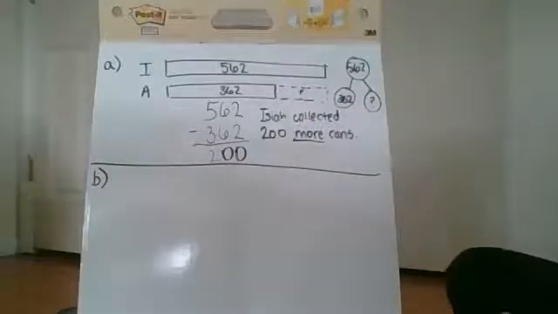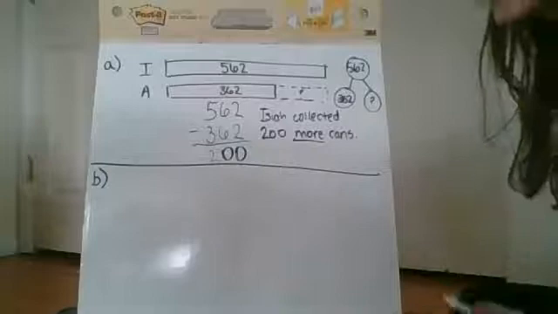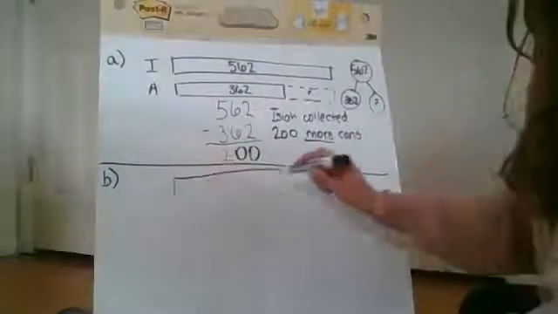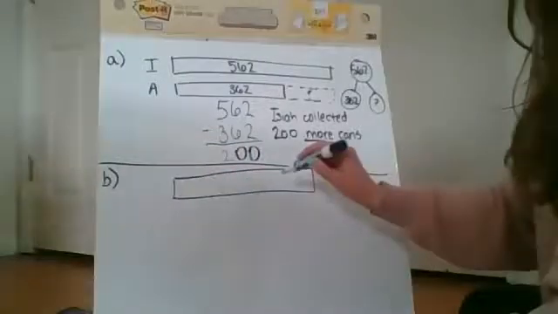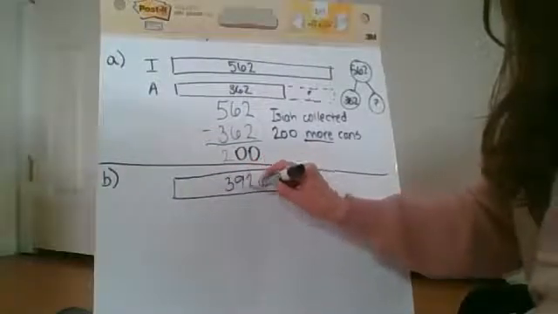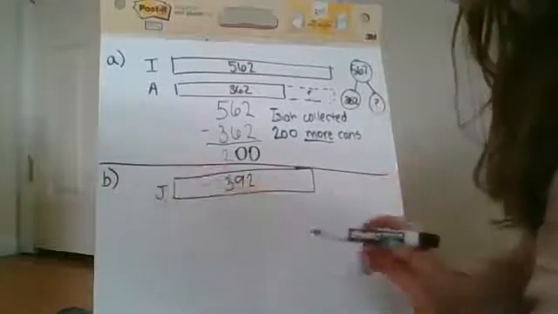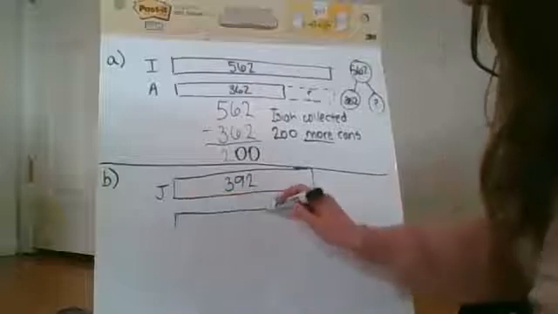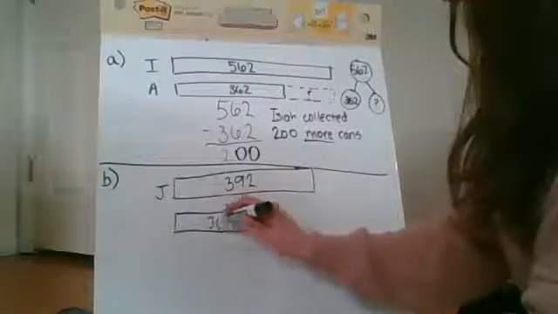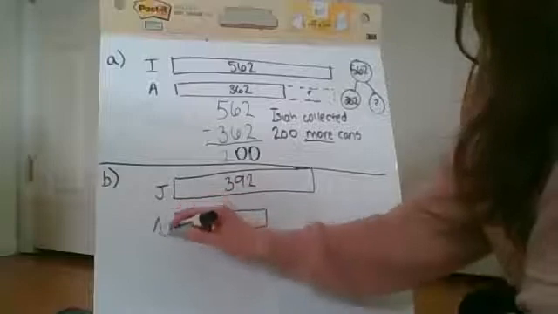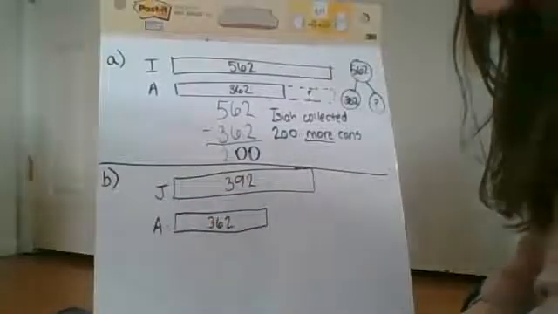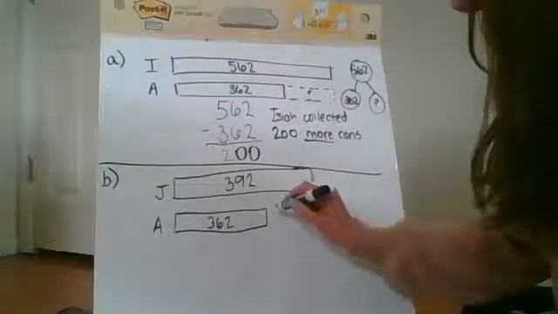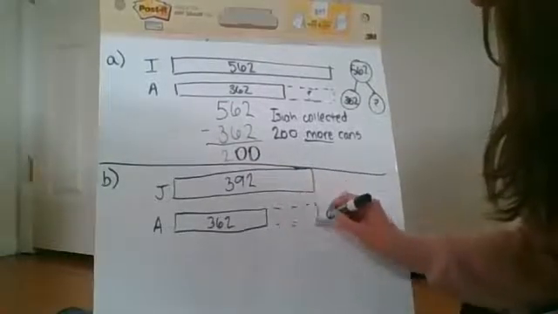Now part B is asking me how many less cans did Adrian collect than Jade? So we know that Jade collected 392 cans. I'm going to label that with a J for Jade. I know that Adrian, again, collected 362 cans. We'll do that with an A. And we're trying to figure out how many less did Adrian collect than Jade. Again, we're doing a comparison problem. So comparison means we're solving for this missing part, or the missing number.